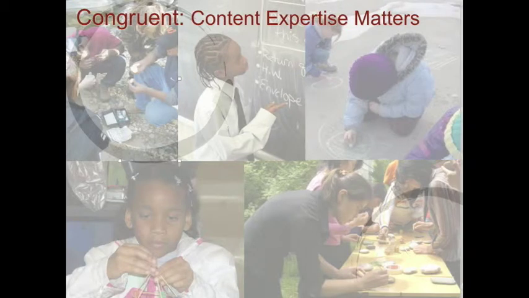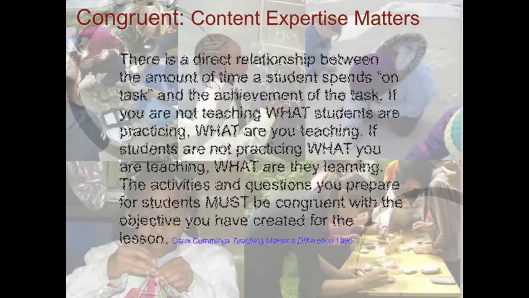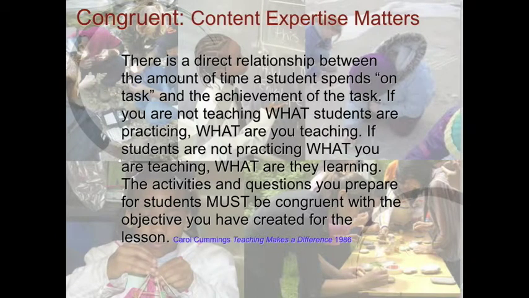C is for congruent. Skilled teachers use their content expertise to choose congruent activities and questions for active participation. What students mentally and physically do during a lesson determines what they learn. Educational consultant Carol Cummings tells us there is a direct relationship between the amount of time a student spends on task and the achievement of the task. If you are not teaching what students are practicing, what are you teaching? If students are not practicing what you are teaching, what are they learning? The activities and questions you prepare for students must be congruent with the objective you have created for the lesson.